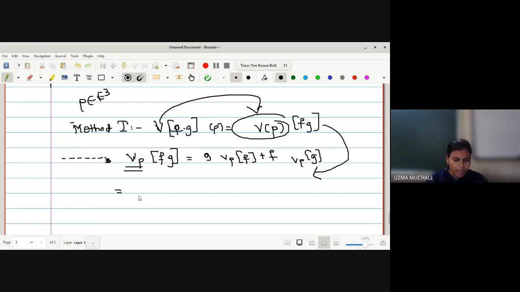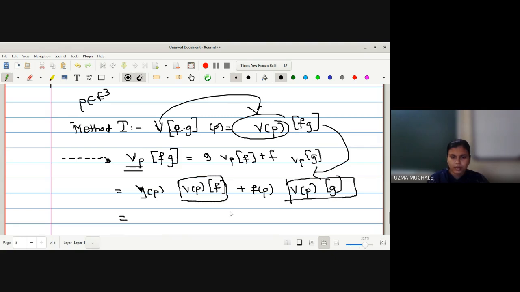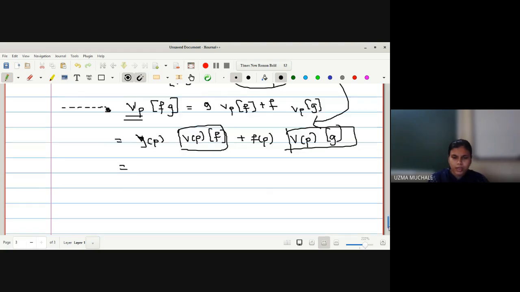So this property I can use, and I can write this as, firstly we will keep g as it is, that is g at a point p, then directional derivative of function f on a tangent vector vp, plus f at a point p as it is, then again directional derivative of a function g evaluated on a tangent vector vp. Now on the next step, we can use the value of this in a reverse way. The definition of a vector field we can use in a reverse way.